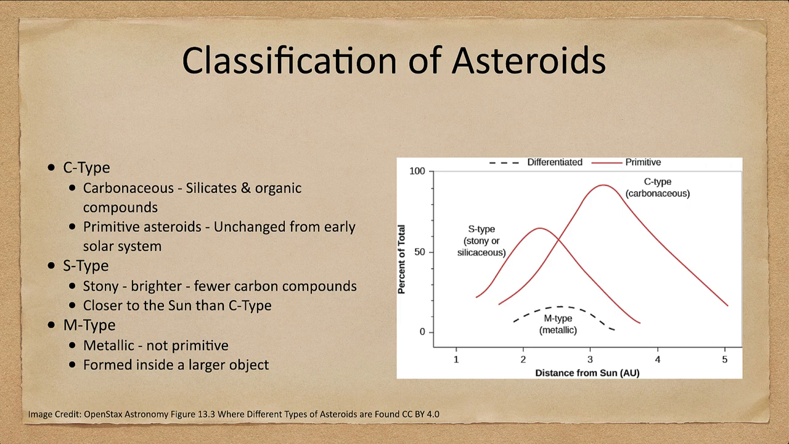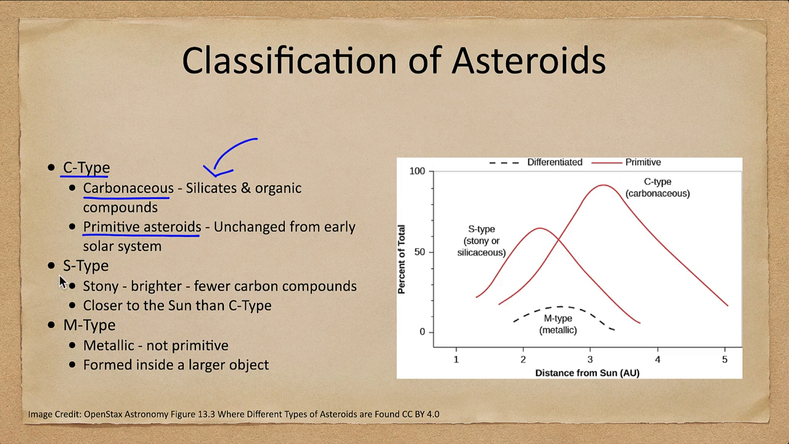Now, how do we classify these asteroids? Well, we have three general types. We have the C type, which are carbonaceous, and that's silicate rock, so rocks and organic compounds. These are important because they are primitive asteroids, which are unchanged from the early solar system. So these are the things that made up the planets. Types like this are types that built up planets like Earth.